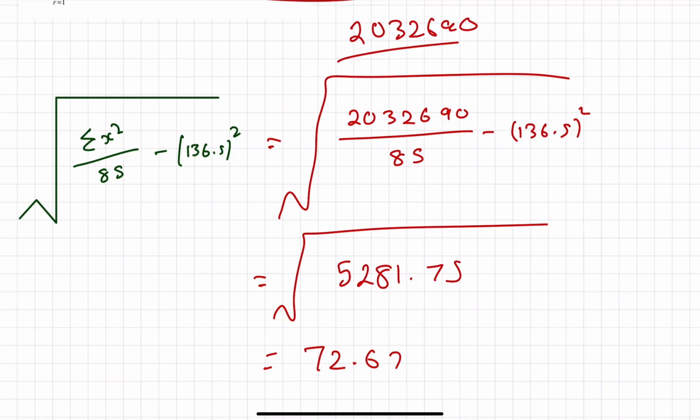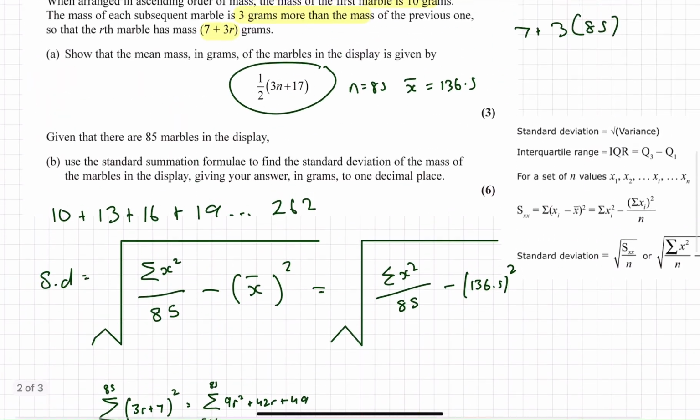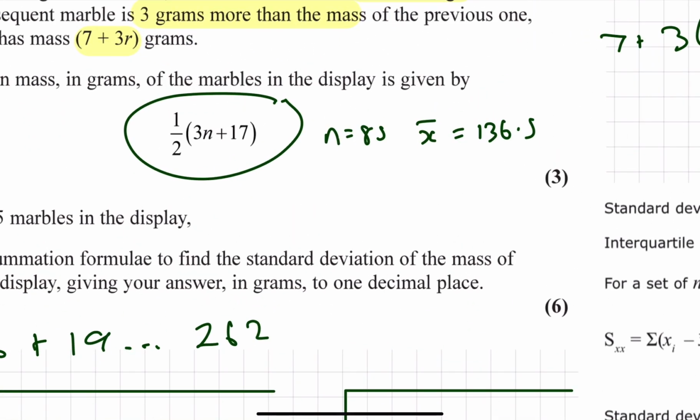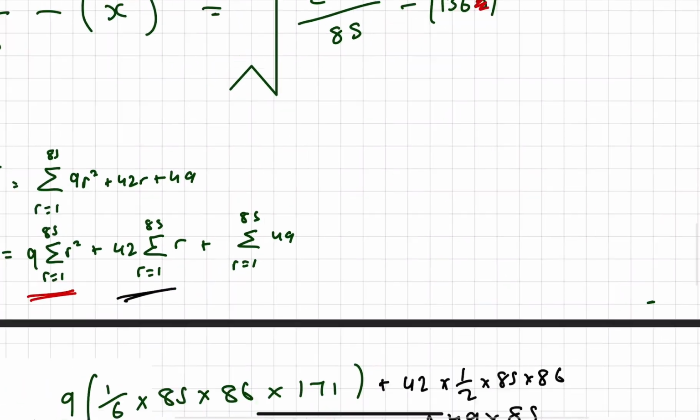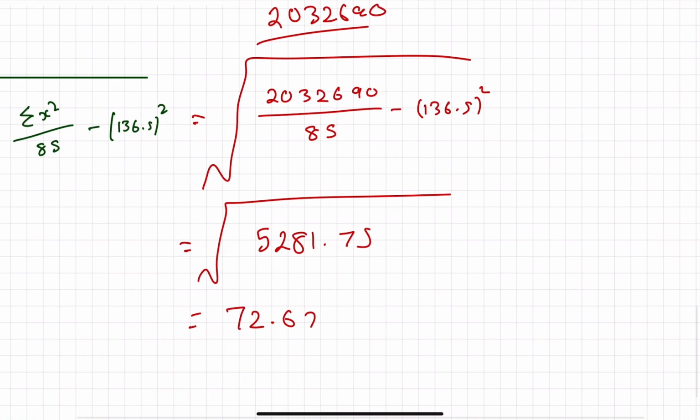Where have I messed up? 2032690 is correct. Divided by 85. The mean, I've messed up the mean. One second. Why have I messed that up? 3 times 85 plus 17 times 0.5. The mean's 136. I've messed that up. So let's just fix that here. I messed up the mean. Let's go back to this. That's annoying. 136. Let's just fix that.